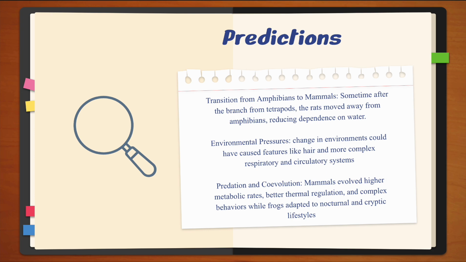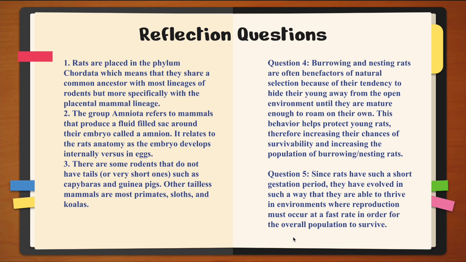On top of that, there is predation and coevolution. As mammals evolved higher metabolic rates, the frogs adapted to nocturnal and cryptic lifestyles. Now moving on to the reflection questions.